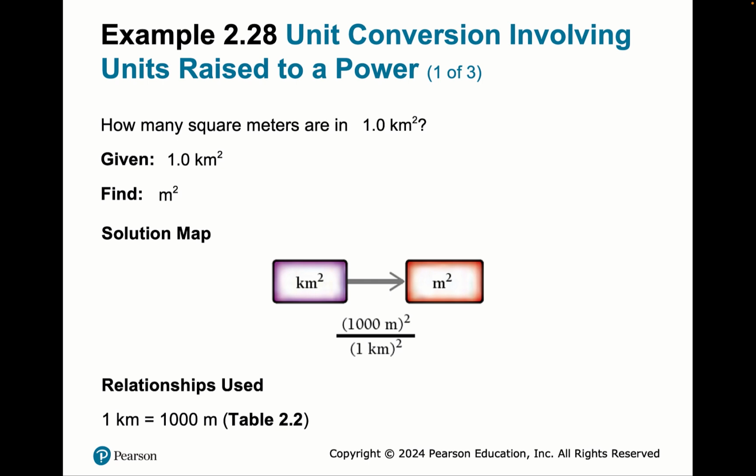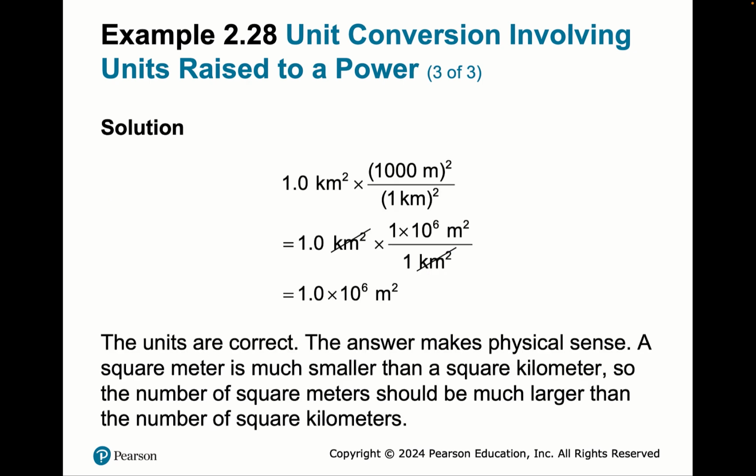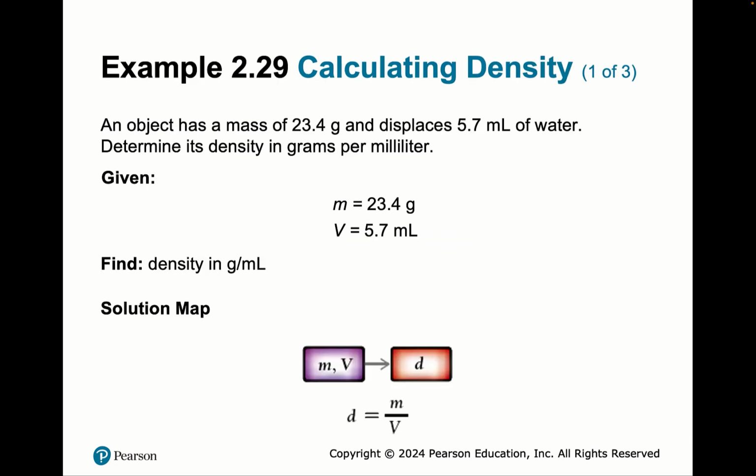So how many square meters are in a square kilometer? It's raising things to the power, right? So units are correct. It's a million. So you have to square the 1,000. Does that make sense? Yeah, it does make sense. It seems a little odd because we don't think in terms of exponents as much.